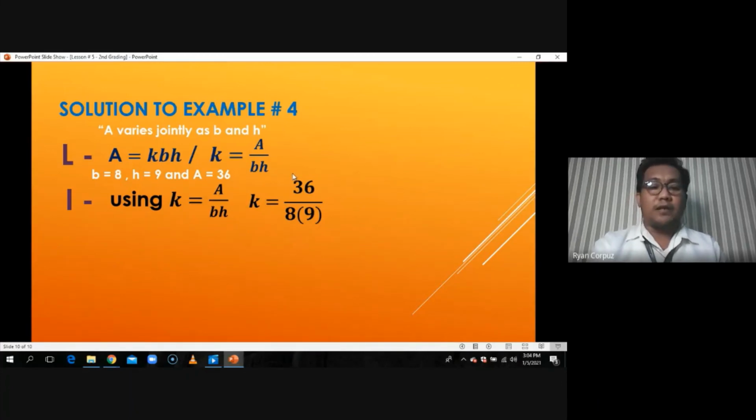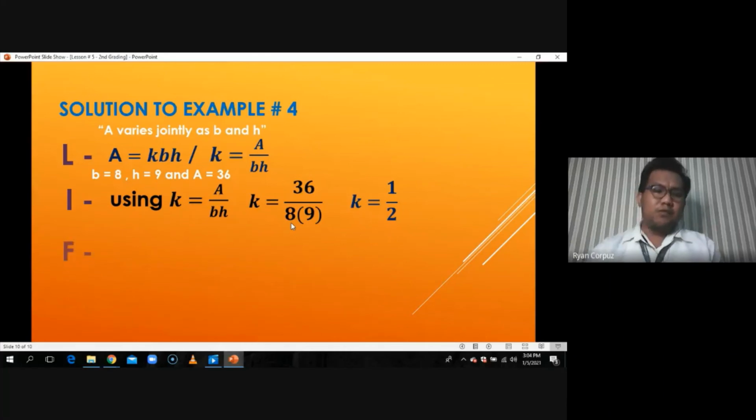Or, pwede natin cancellation, 36 and 9. Both are divisible by 9. Or exactly 36 is exactly divisible by 9. So, matitira dito ay 4. And 4 over 8 na lang. 4 over 8 can still be reduced into lowest term as 1 half. Because 4 and 8 are exactly divisible by 4. So, the value of K there is equal to 1 half.